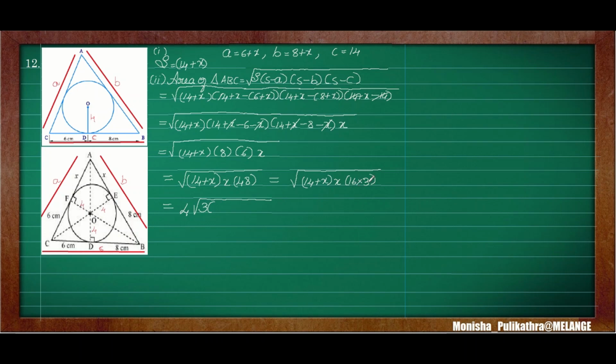So next, write 3 as it is. 3 is there, write as it is. x into 14 is 14x plus x into x is x square. So this is the value for area of triangle ABC. Still the sum is there, write it down. So area of triangle ABC is equal to 4 root of 3 into 14x plus x square. So this is the value for area of triangle ABC.